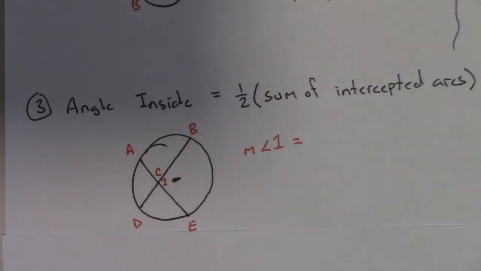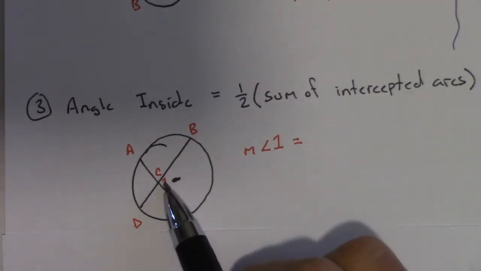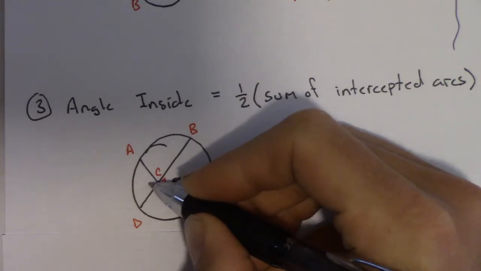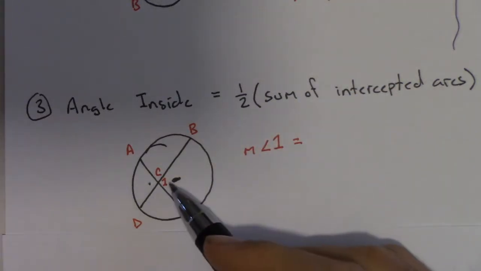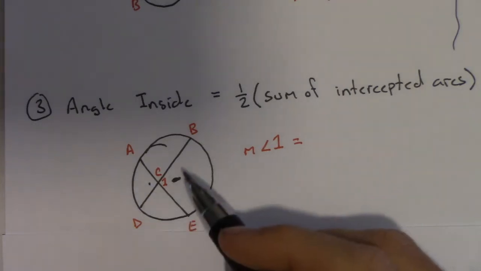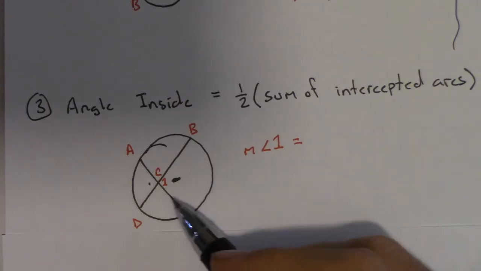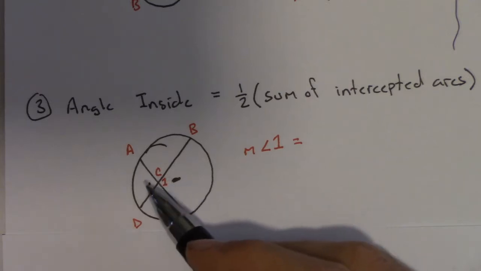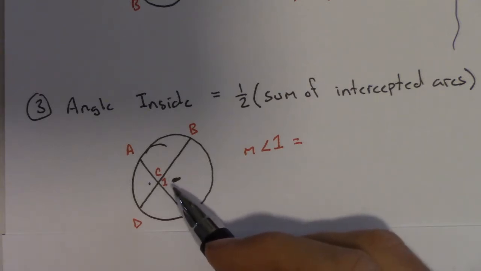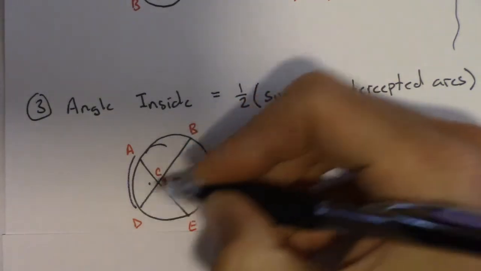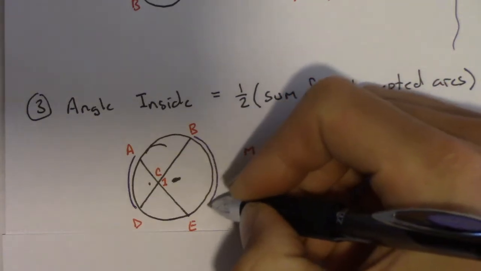And here's the deal. I know that because of vertical angles, this angle 1 and this angle over here must be the same. Because of vertical angles, these two must be the same. However, their arcs clearly aren't the same. BE over here is much bigger than AD. But I know these two angles, because they're across from each other and vertical angles, must be the same. So what I'm going to do is I'm going to take half their sum. So I'm going to take half of AD and half of BE.